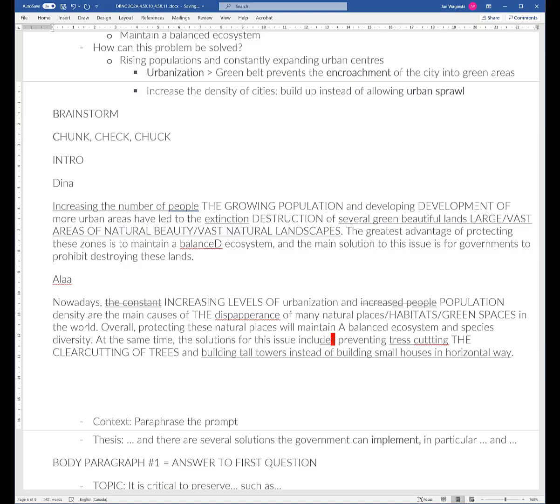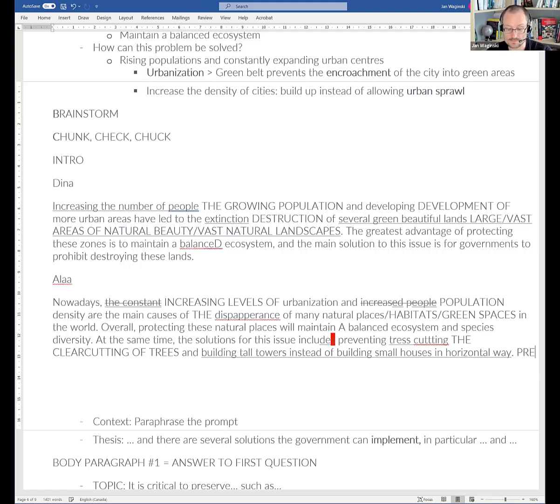Sorry, Mr. Len. We have to address how to solve the problem of rising population also. So, for example, birth control or this. Solutions for this issue include building tall towers instead of. Okay, and let's just fix this one. And building. So we don't say building small houses in a horizontal way. Let's make this a little bit more general.